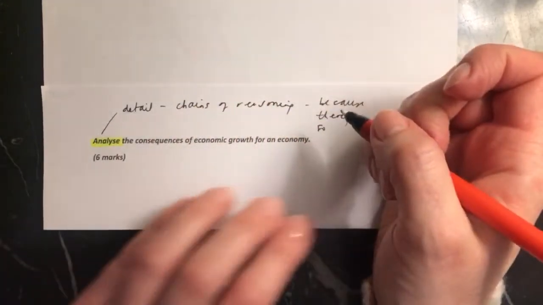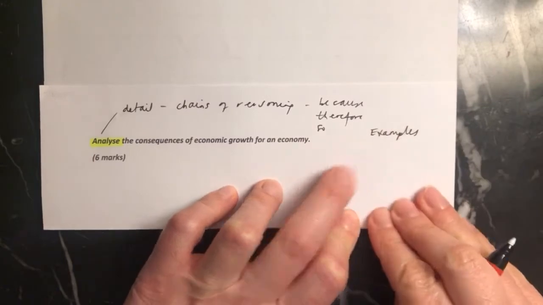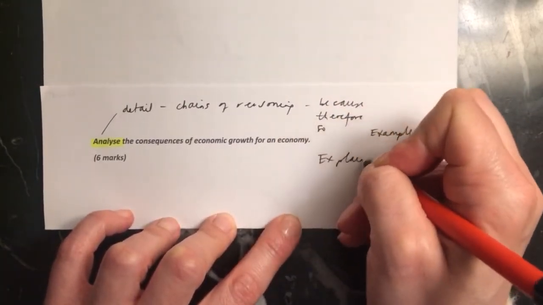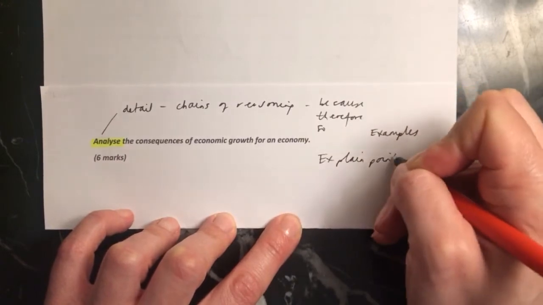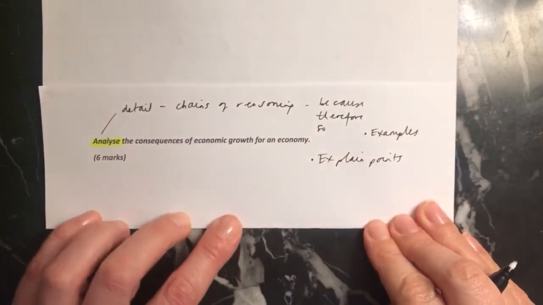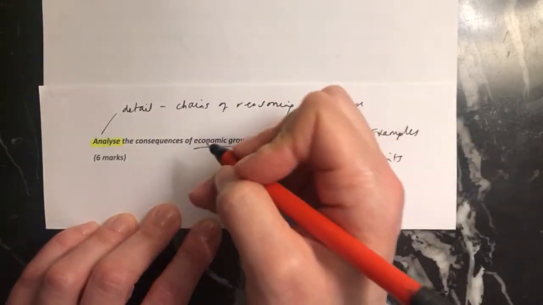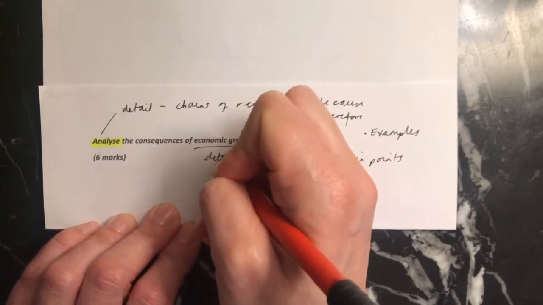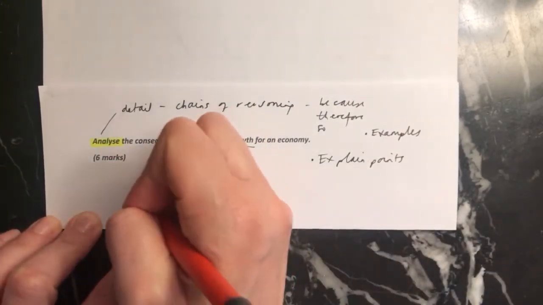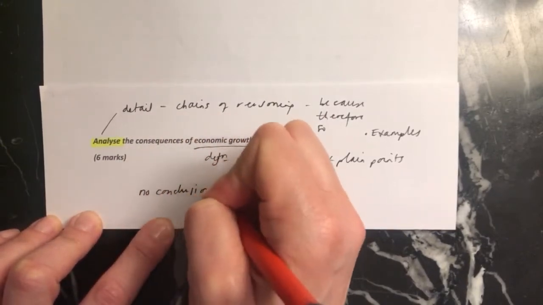Also, you need to try and give examples where you can, to give more depth to what you're doing, and you need to make sure that you explain points that you make. You don't want to just say something and leave it hanging. You also need to show that you understand what economic growth is, so you probably want to give a definition of that at the beginning. As it just says analyse, we have no conclusion.